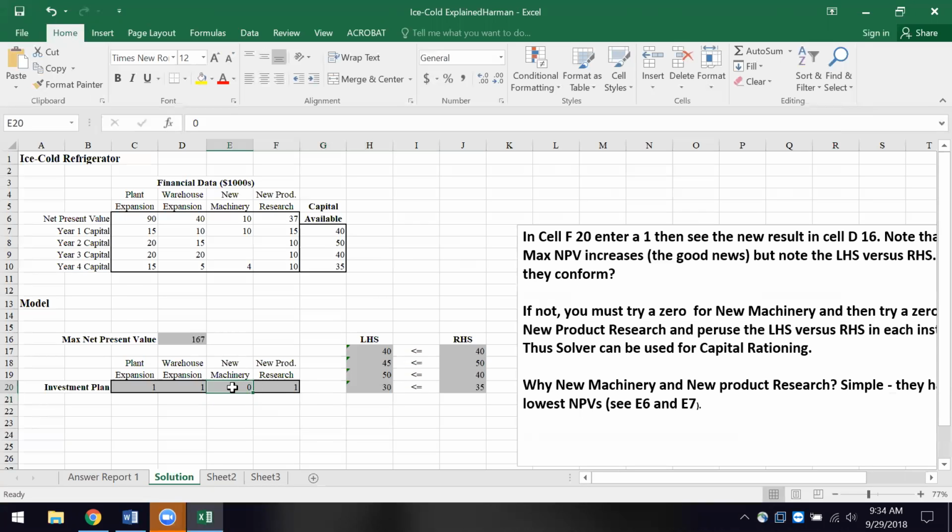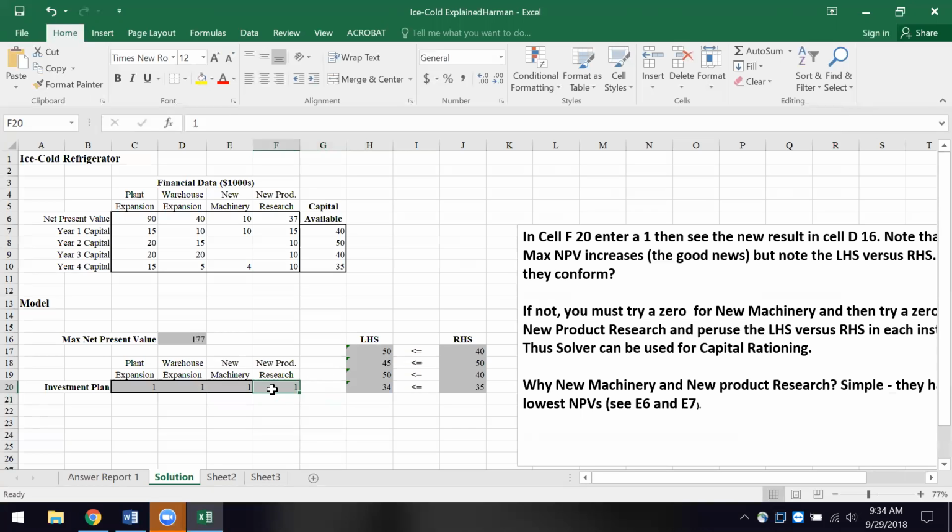So we'll put the new machinery back in. And if we want, we can use it for capital rationing. So we'll put the 1 back in. And we're back now to the maximum net present value. But you've got to check the left-hand side versus the right-hand side. And this is just nonsense. It makes no sense. The left 50 is not less than or equal to a 40. So this tells me we've got a problem.